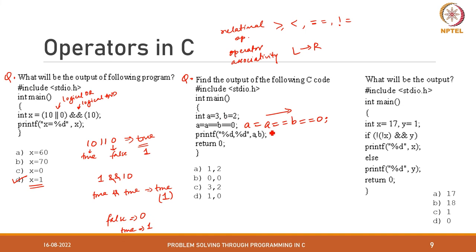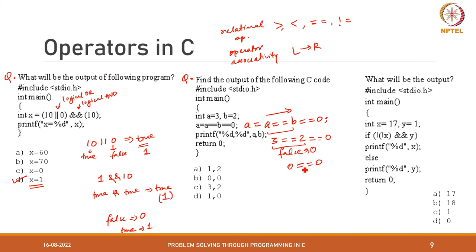So we'll start from the left. So a equal to b, first we'll evaluate. That basically amounts to 3 equal to 2. It's false, right? So it's false, which is basically 0. And then the other thing is 0 is equal to 0. Let me just write that down. This entire part came out to be false, which is basically 0.